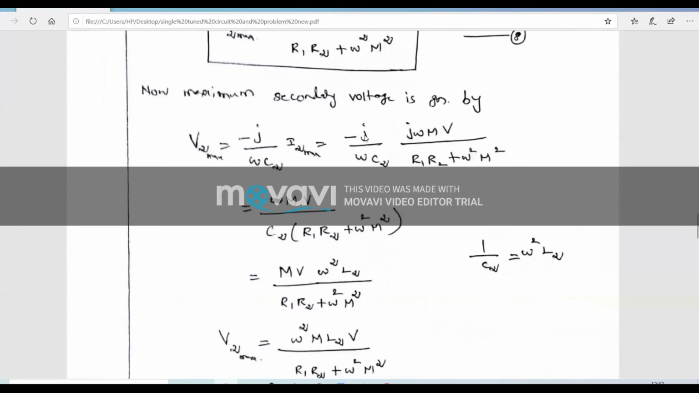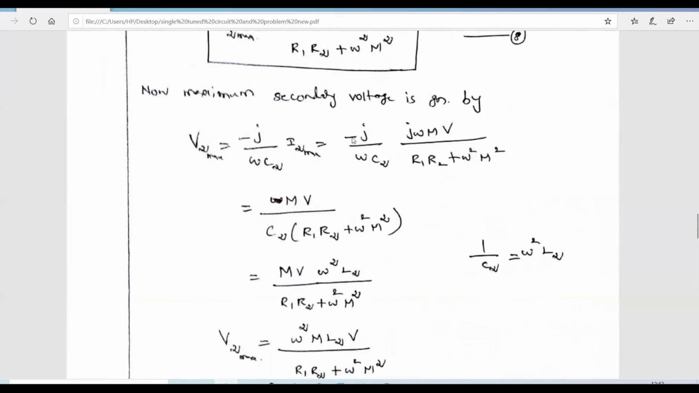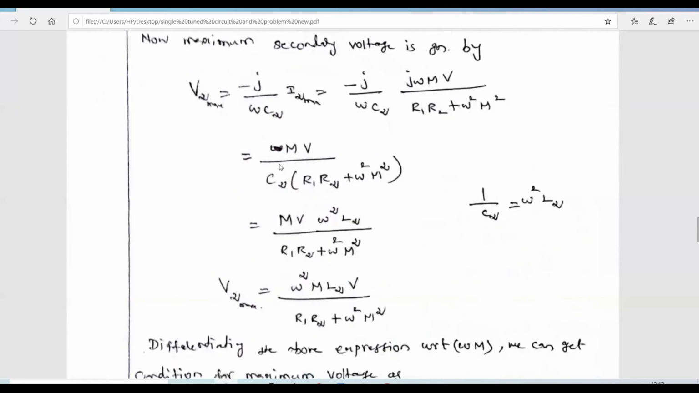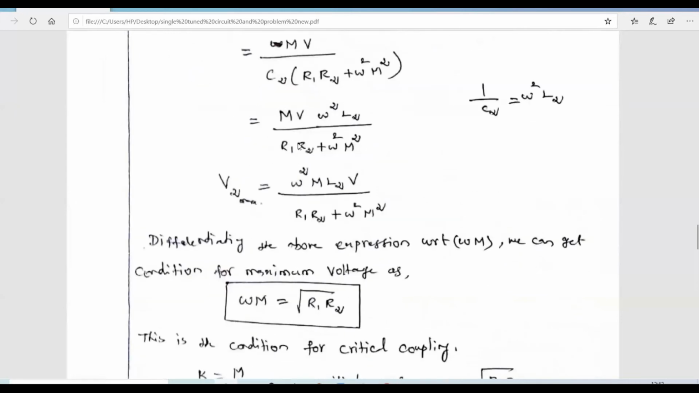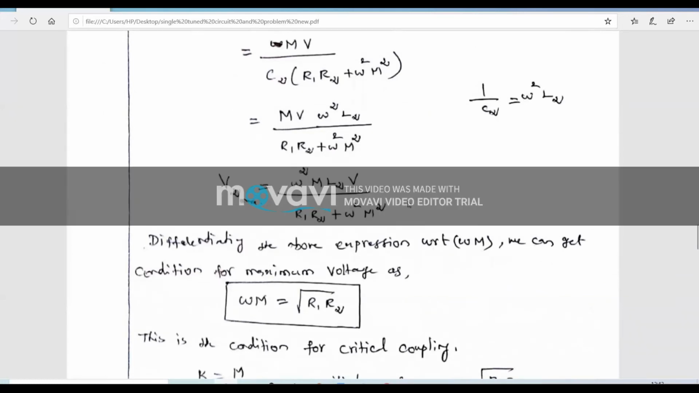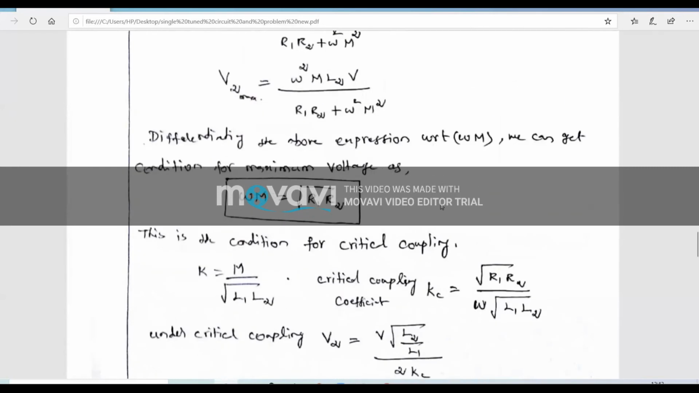But here this j into j, if you multiply, gives j squared. What is the value of j squared? Minus 1. So minus of minus is plus. Then we will get the V2 formula like this. So this is the maximum secondary voltage of the single tuned circuit.